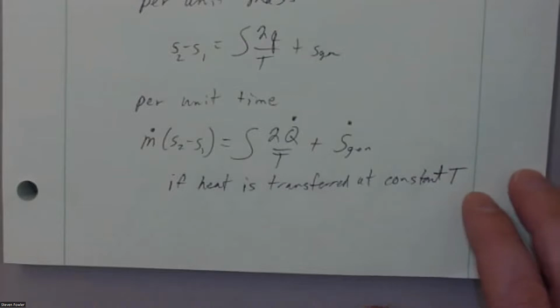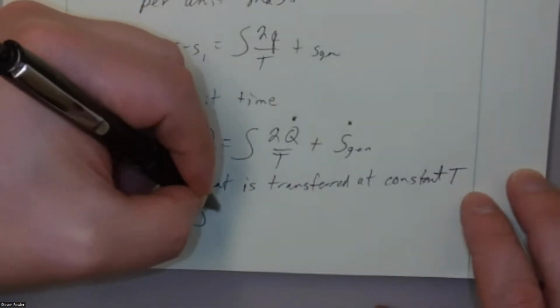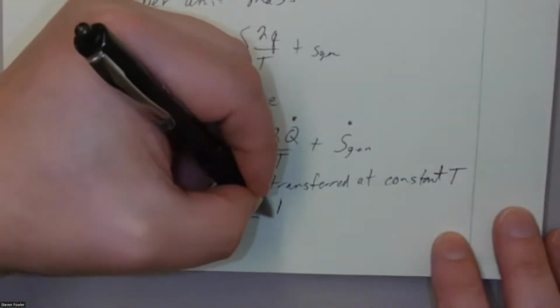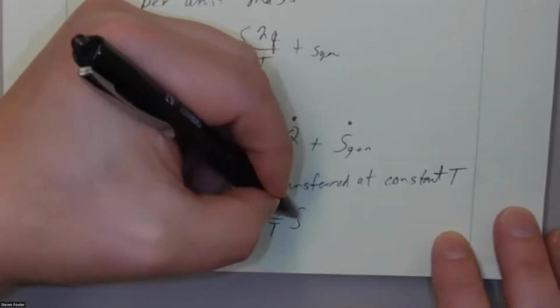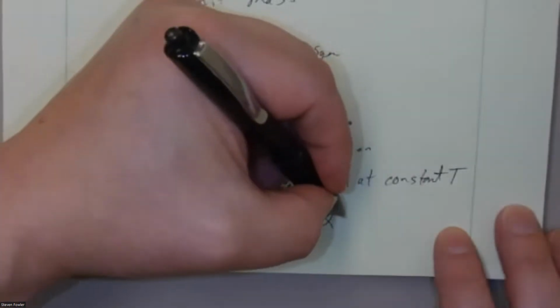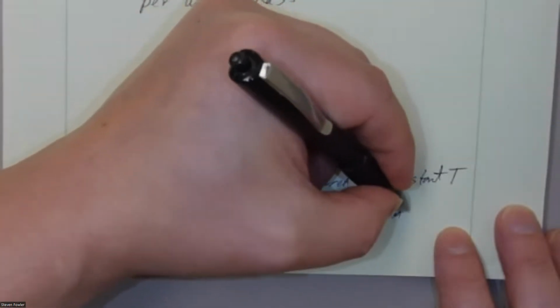One is to deal with heat transfer at constant temperature. What happens then is, again, what the heck do we do with this integral? Well, if the temperature is constant, it comes out of this integral. Then I'm just integrating dq. If I integrate d anything, it becomes that anything. So the integral of dq is no different. This becomes q, and we say this is q net in divided by that temperature.